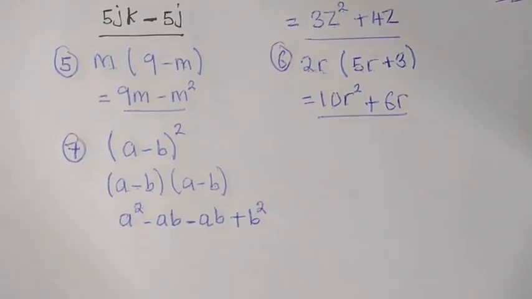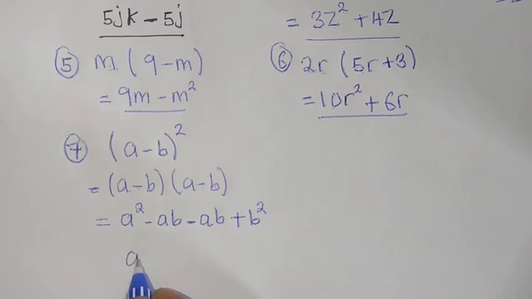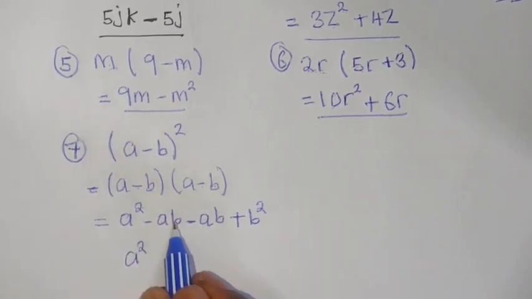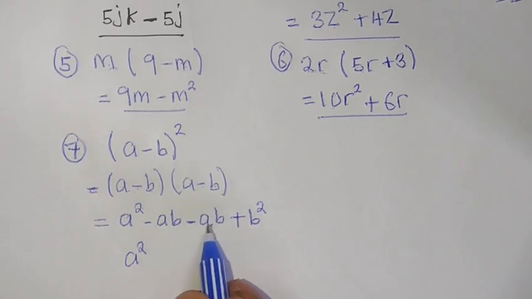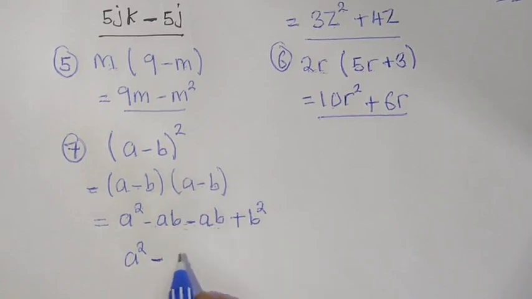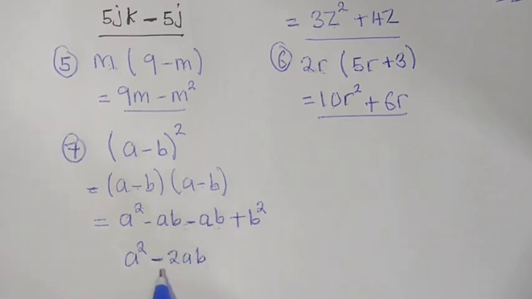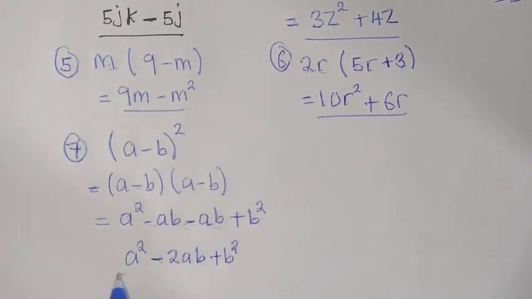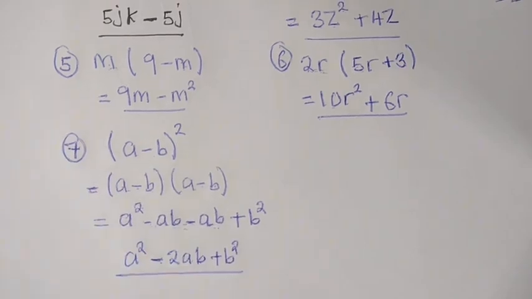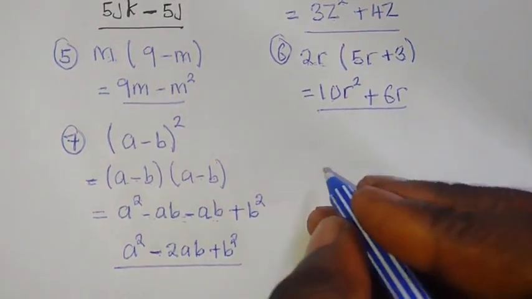So here we can observe that we can simplify something, where we have a squared, then minus ab and minus ab. These are like terms, you can simplify them. So the same signs we maintain, minus, then ab plus ab, we are going to have 2ab, meaning that minus 2ab, then plus b squared. So this is our answer. So make sure that you are following. Okay, you are able to see how we are able to expand these questions.